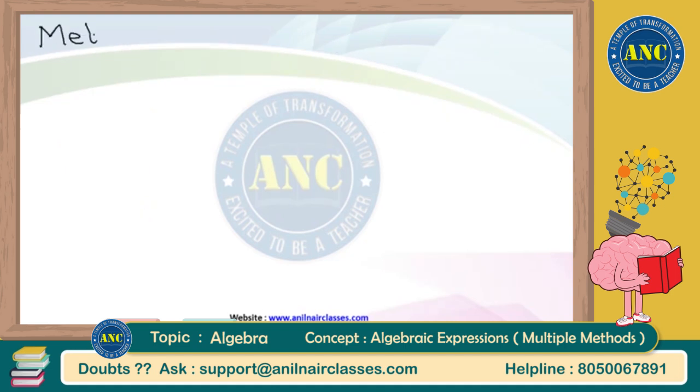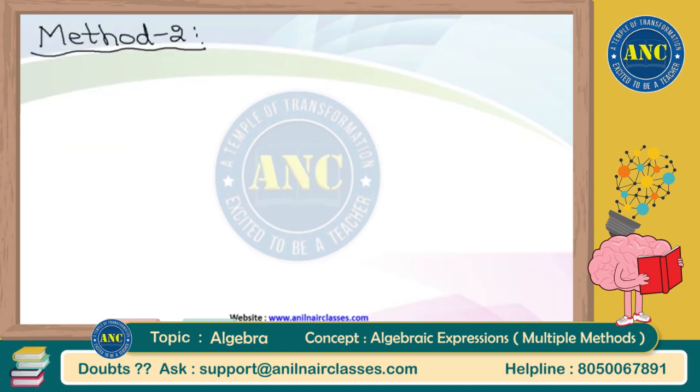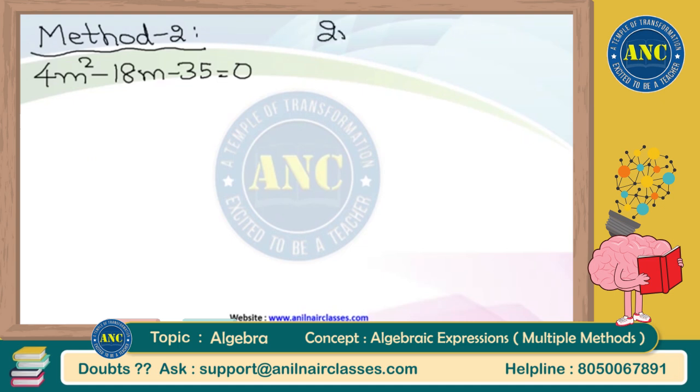Now see method 2. This is exactly method 2 which I taught in the previous problem, but one more example for your practice. The question says 4m square minus 18m minus 35 equal to 0. What are they asking you to find? Let me write it here: (2m plus 3) whole cube minus 1 divided by (2m plus 3) whole cube. So this value they are asking you to find.